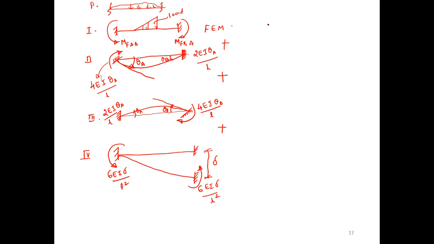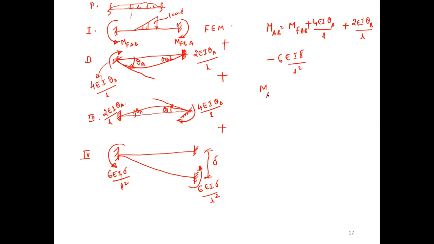Now the final equation is given by MAB equals MFAB plus 4EI theta A divided by L. You have to take for the full member 4EI, MFAB plus 4EI theta A by L. Now you have to come for the far end of this member: plus 2EI theta B divided by L, and this particular contribution, minus 6EI delta by L square.